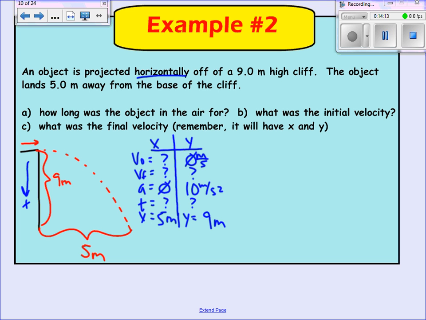All right, the first thing I want to do is figure out what the time is. Remember, time is going to come from your y values. So if I look at my y values, I have a distance and I want to figure out time. So I'm going to use this equation right here.